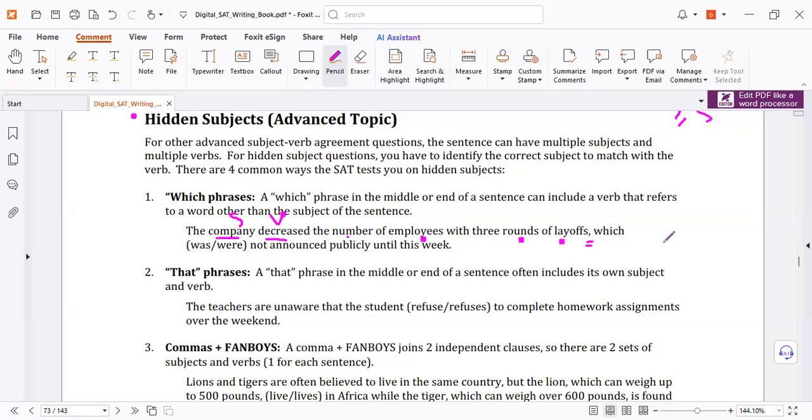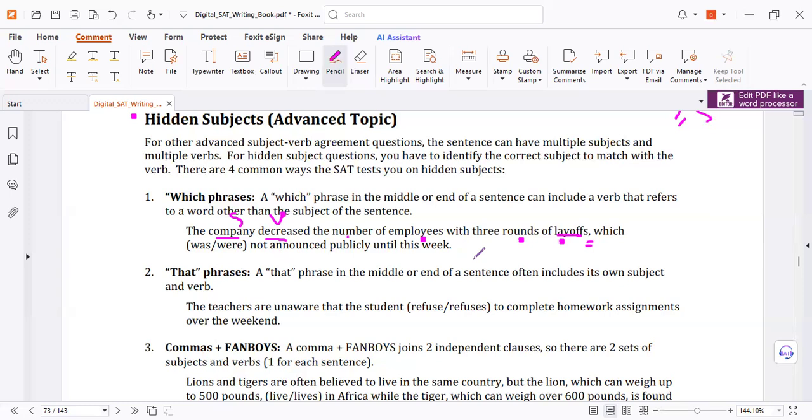So don't think that it must be the word before. No. Sometimes it can be the word before, sometimes a word in the sentence, sometimes the whole situation. What does that mean? It means the whole situation, that the company decreased. So what was not announced? The idea: the company decreased the number normally. So the situation is singular, so it must be was. That means there is no subject, the whole or find it.